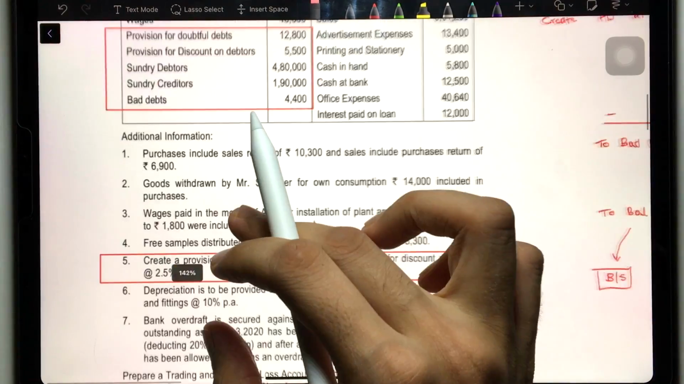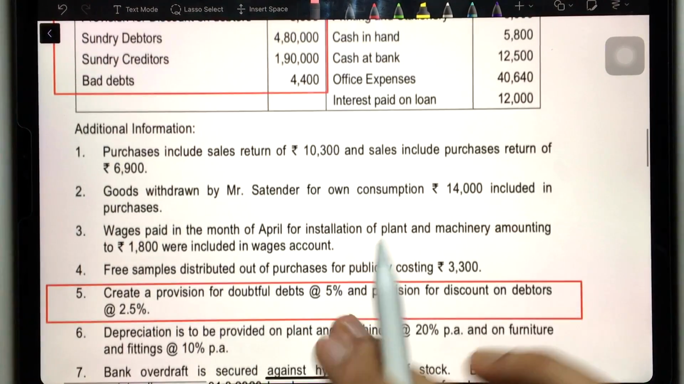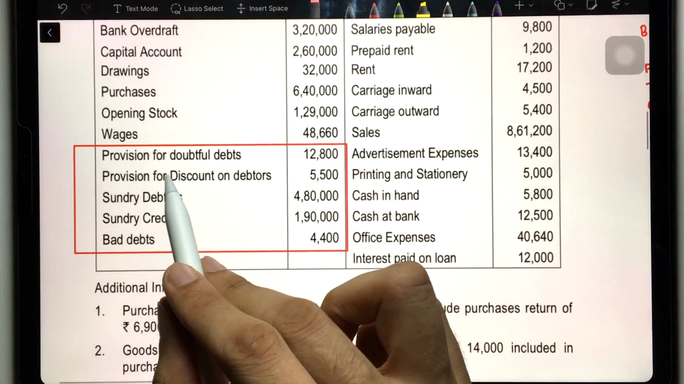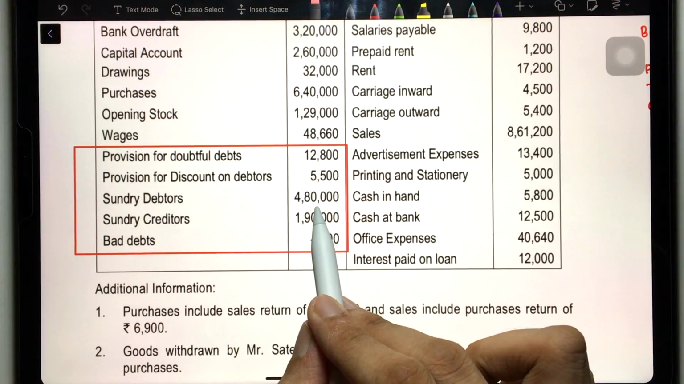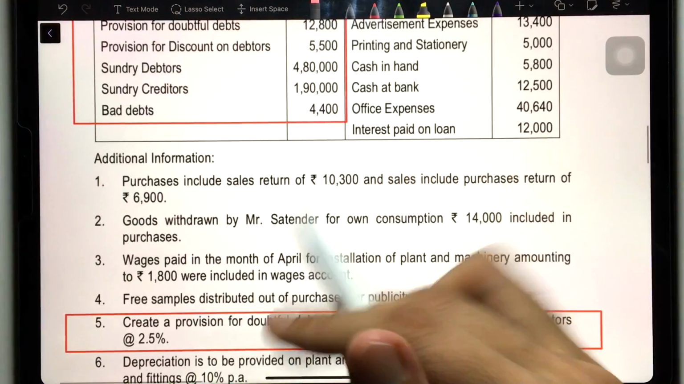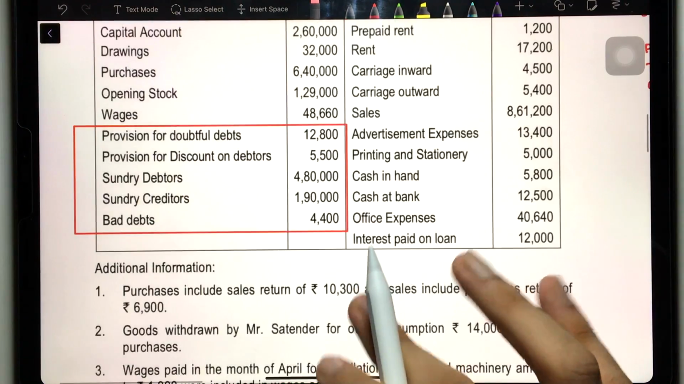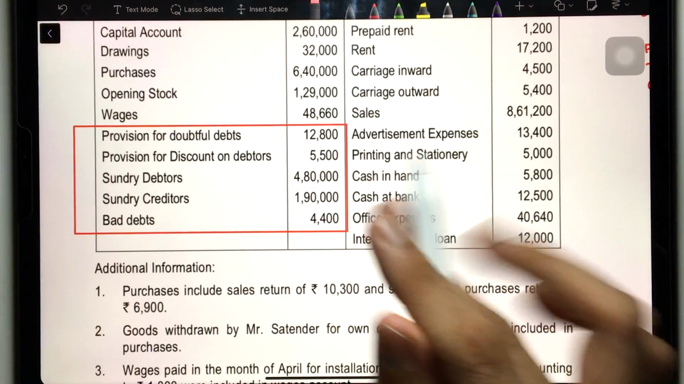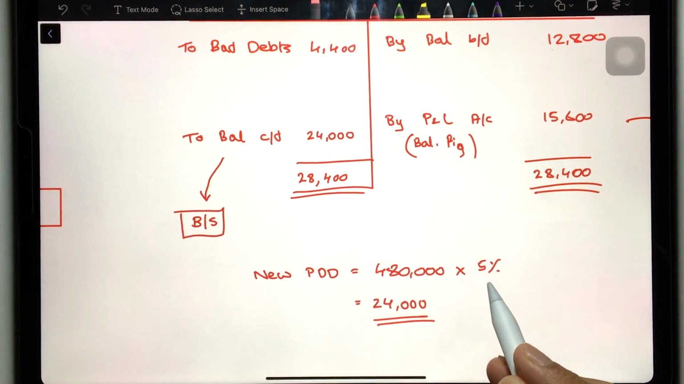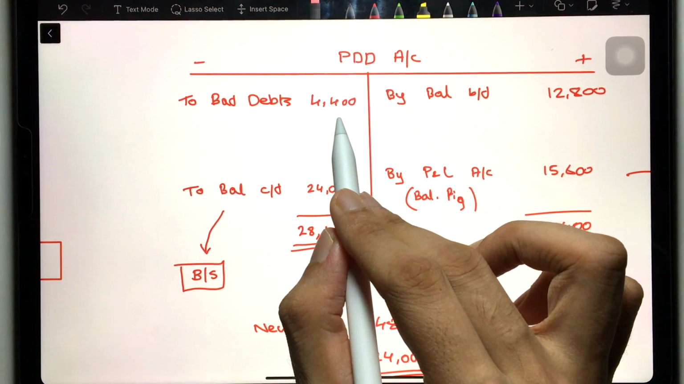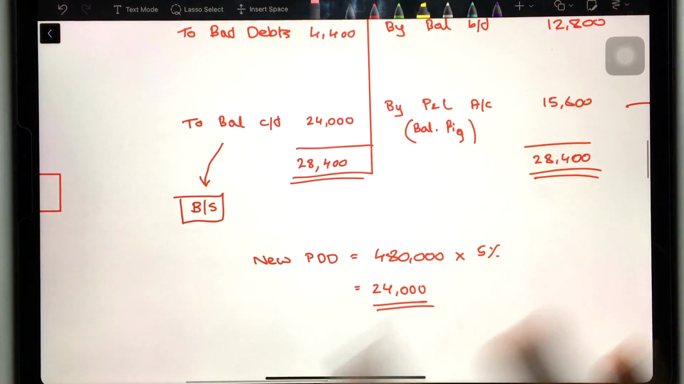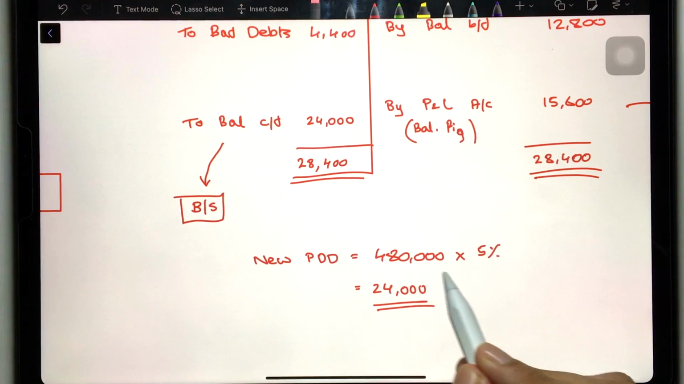The question has told you, see here, create a provision for doubtful debts at 5%. In the trial balance, we had debtors balance of 4,80,000. So on this 4,80,000, you will have to calculate 5%. There are no further bad debts now, so directly you can take 5% of this 4,80,000. Will you deduct this bad debt from that 4,80,000? Of course not, because this bad debt is from trial balance, so it is already deducted.